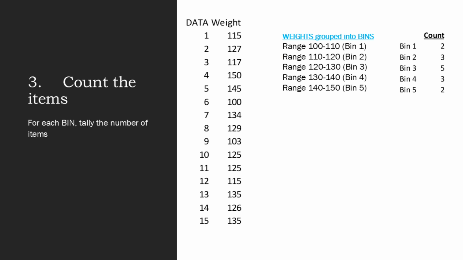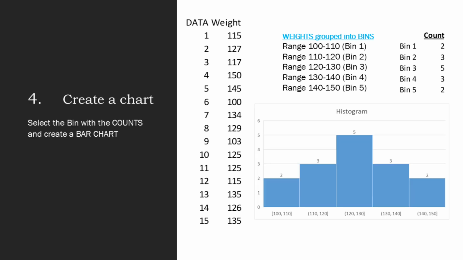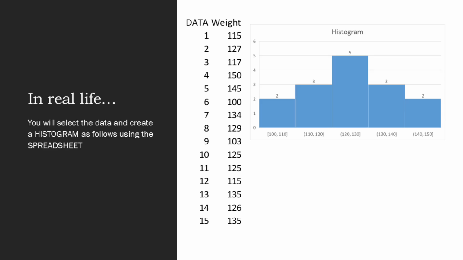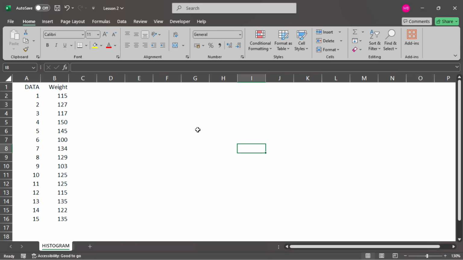Step 3, count the items in each bin. So we count how many data points fall into each bin. Then we go to step 4 and create a chart. Using Excel, we select the data and generate a histogram. Alternatively, you can try to create a chart directly from the raw data and ask Excel to show you the histogram from the chart options.